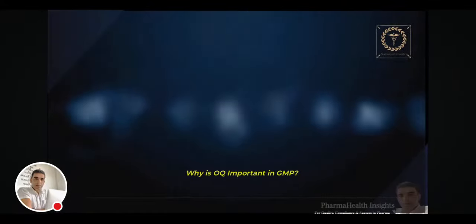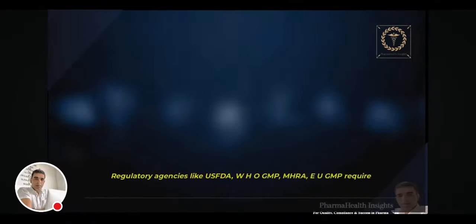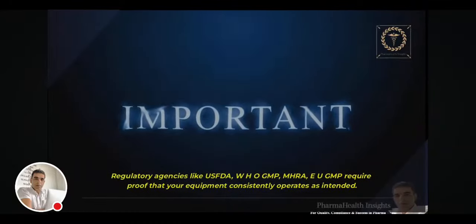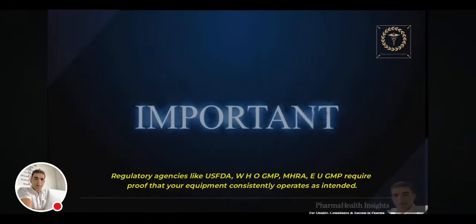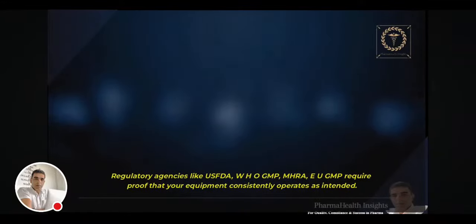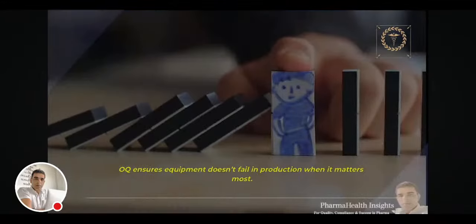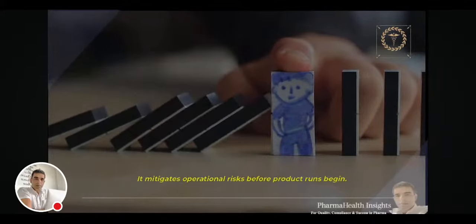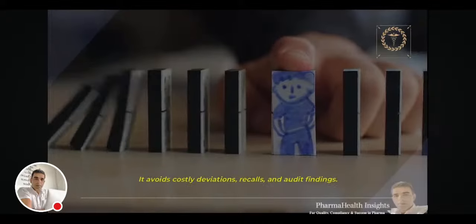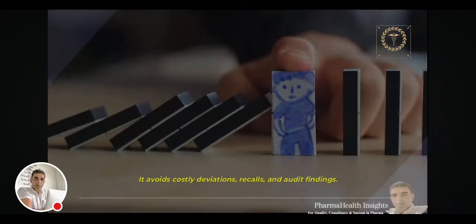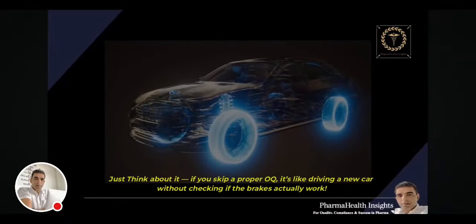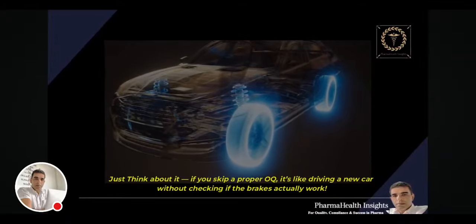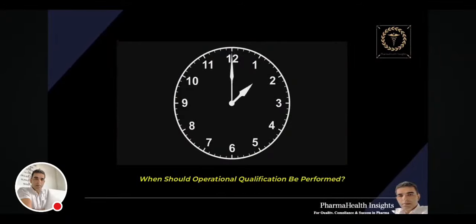Why is OQ important in GMP? Regulatory agencies like US FDA, WHO GMP, MHRA, AU GMP require proof that your equipment consistently operates as intended. OQ ensures equipment doesn't fail in production when it matters most. It mitigates operational risks before product runs begin. It avoids costly deviations, recalls, and audit findings. Just think about it, if you skip a proper OQ, it's like driving a new car without checking if the brakes actually work.